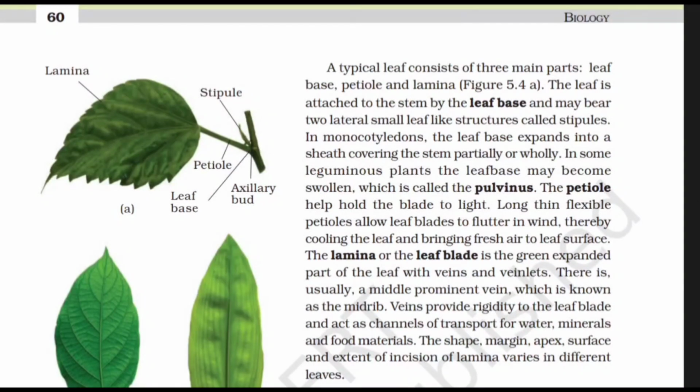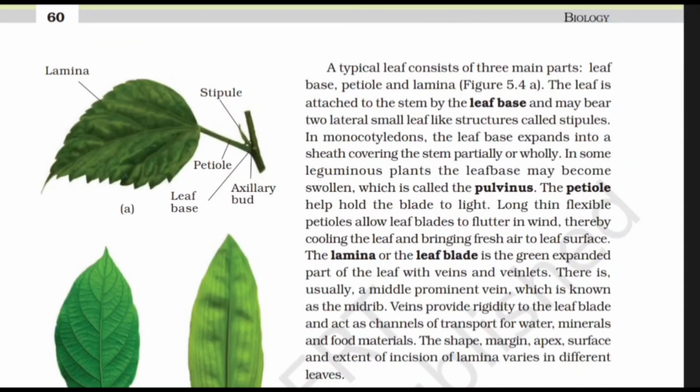The leaf is attached to the stem by the leaf base and may bear two lateral small leaf-like structures called stipules. In monocotyledons, the leaf base extends into a sheath covering the stem partially or fully. In some leguminous plants, the leaf base may become swollen, which is called the pulvinus. The petiole helps hold the blade to light. Long, thin, flexible petioles allow leaf blades to flutter in wind, thereby cooling the leaf and bringing fresh air to the leaf surface.